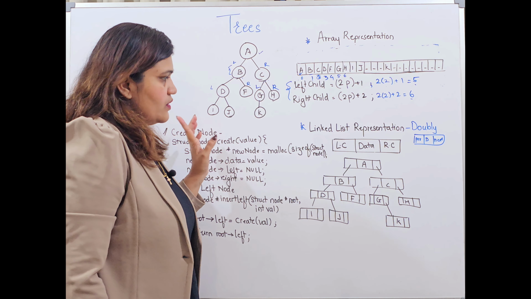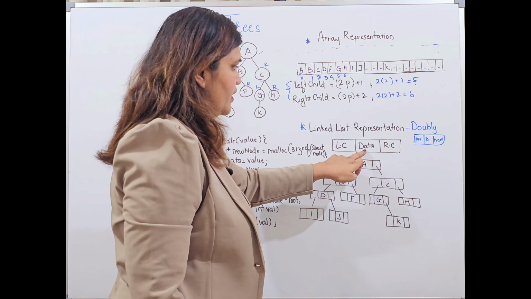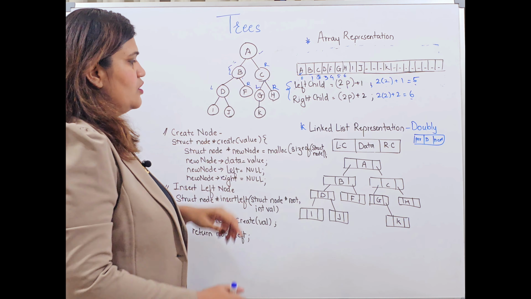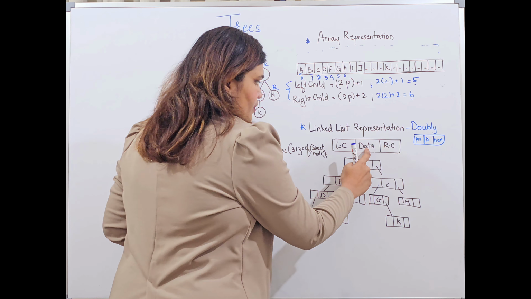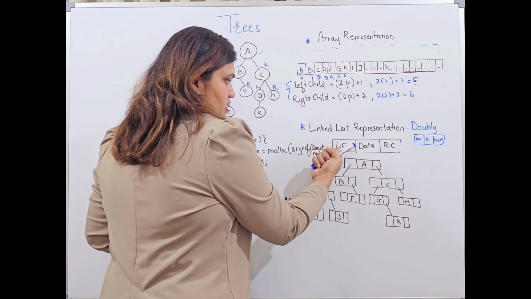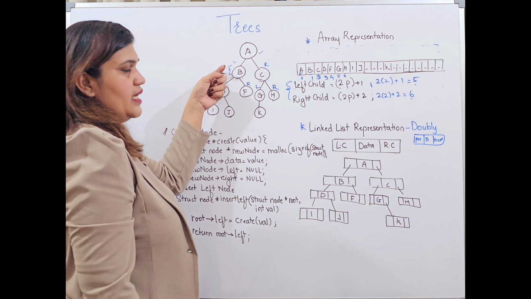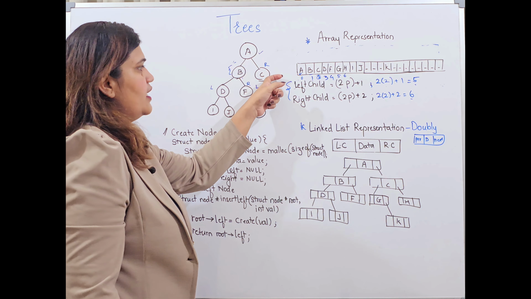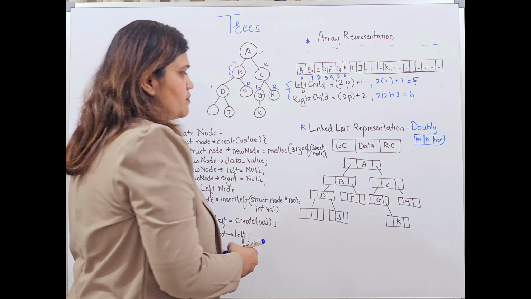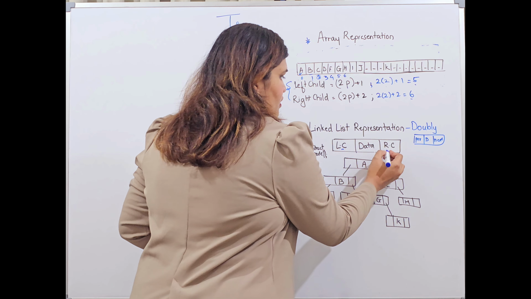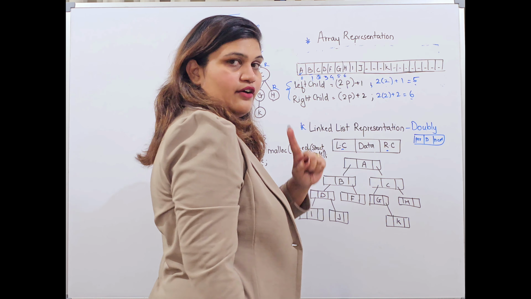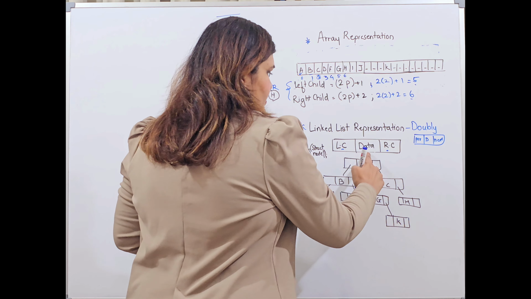Now how will it store it? In between I'll have data. So suppose this is my node. What is the data in this? A. So A will be my data. What will be at the previous? Previous will have the left child address, and what will be at the next? It will have the right child address. This part stores an address. This concept is covered in your linked list. You'll have to revise that concept to understand this.